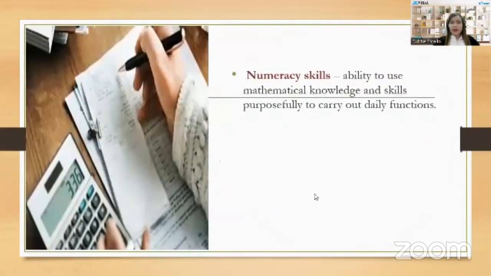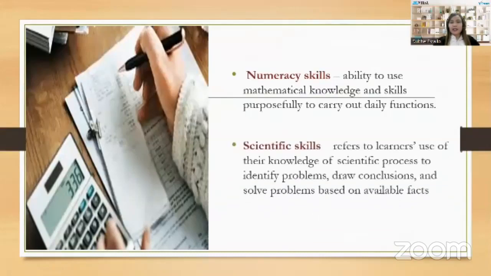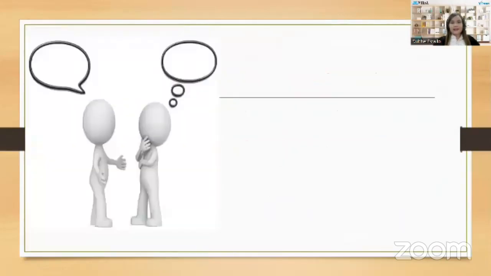Next, we have numeracy skills, which is basically the ability to use their mathematical knowledge and skills purposefully in order for them to carry out daily functions. Scientific skills, on the other hand, refers to learners' use of their knowledge of scientific process to identify problems, draw conclusions, and from there, solve problems based on available facts.